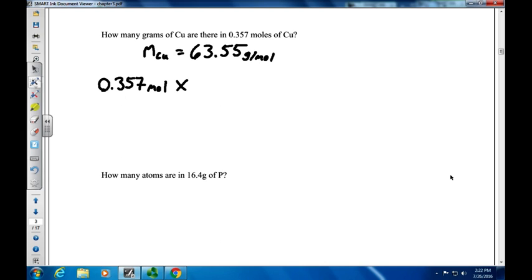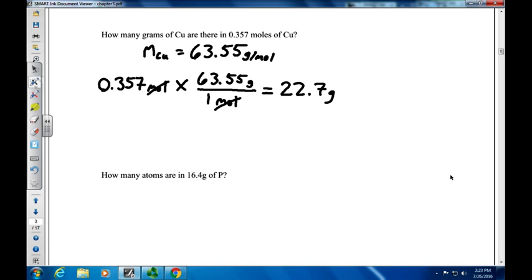So, again, we're going to want to multiply this one by the molar mass, but instead of our previous example where the moles were on top and the grams were on bottom, we're going to flip it and say that 63.55 grams per mole is the same as saying 63.55 grams per every 1 mole. Moles and moles cancel each other out, and you'll be left with grams as your unit. And when you do the multiplication, you'll find that the answer is 22.7 grams. Again, keeping with three significant figures.